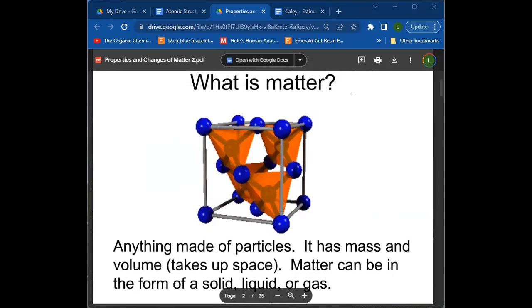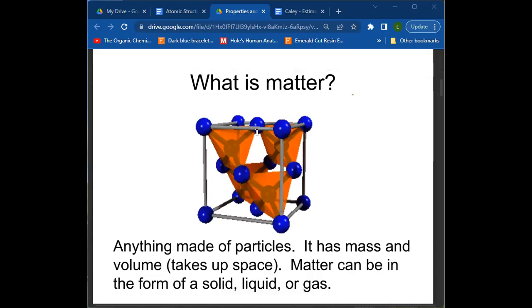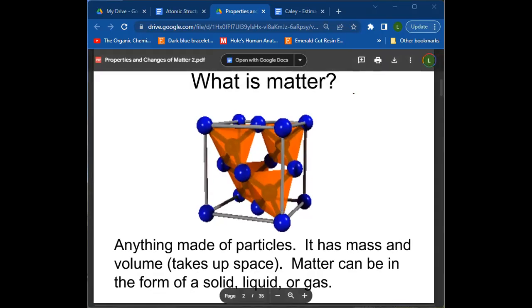Okay, so first we need to know that matter is supposed to be anything that's made up of particles that basically has mass and takes up space. So we need to know that matter can be in the form of a solid, a liquid, or a gas.